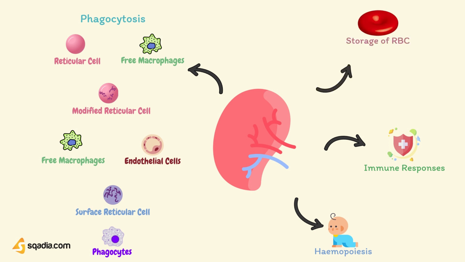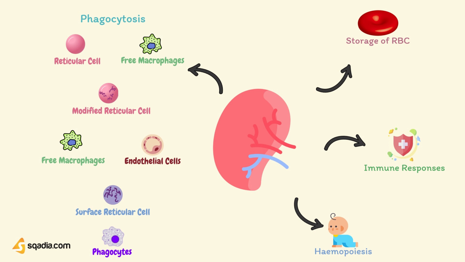The spleen also has a role in storage of red blood cells. Red blood cells can be stored in the spleen and released into the circulation when needed. This function is better marked in animals than in man.